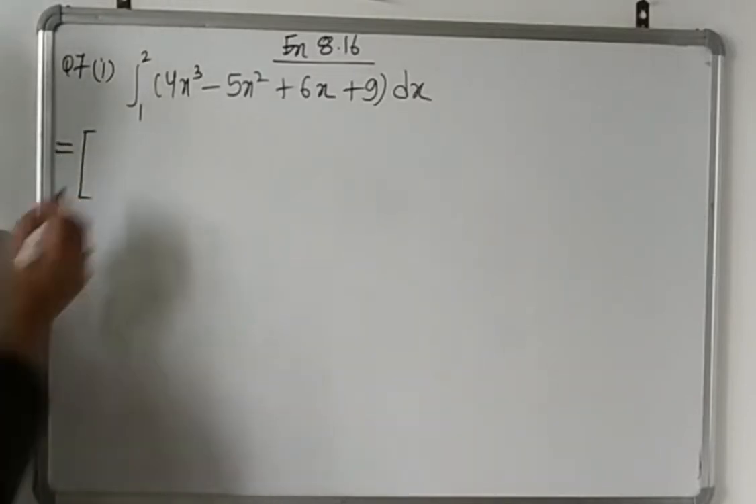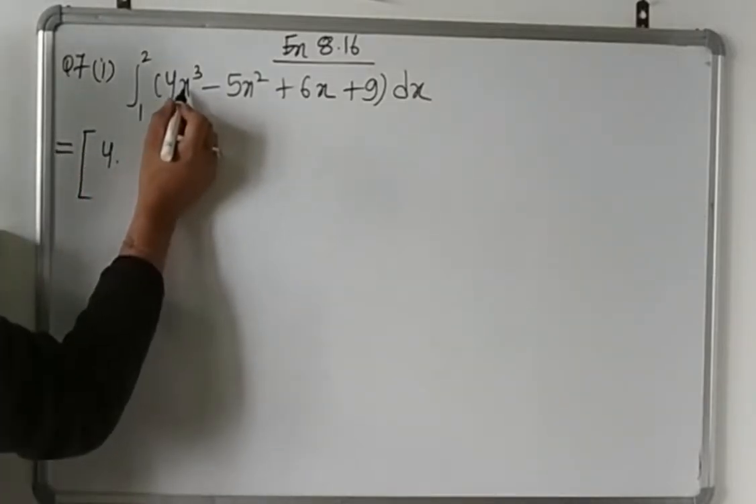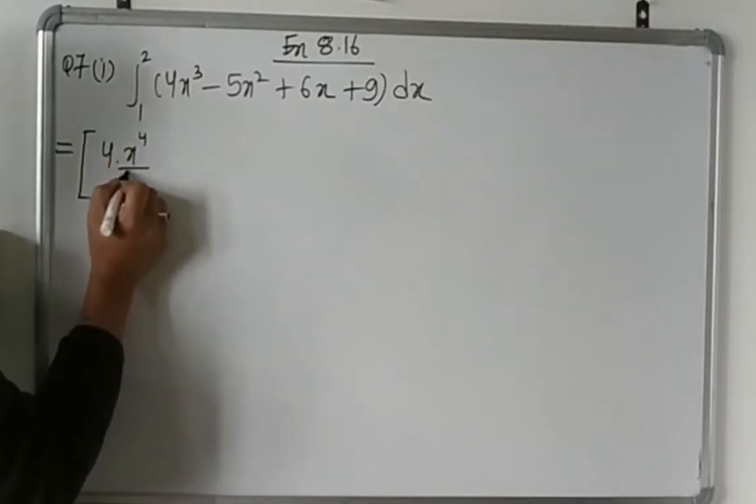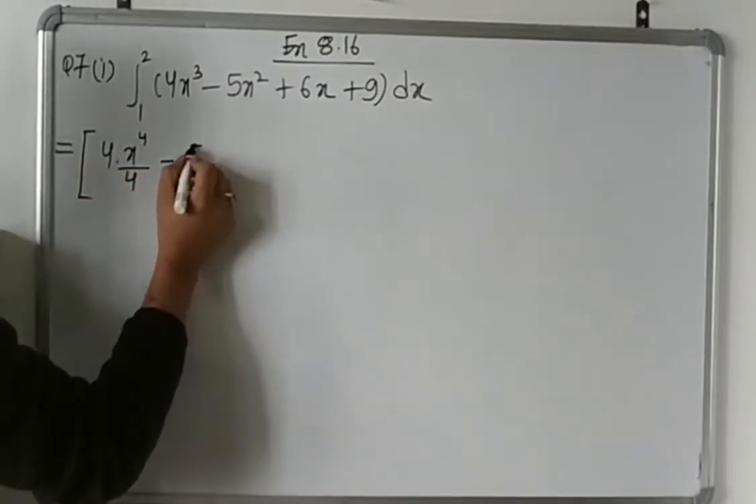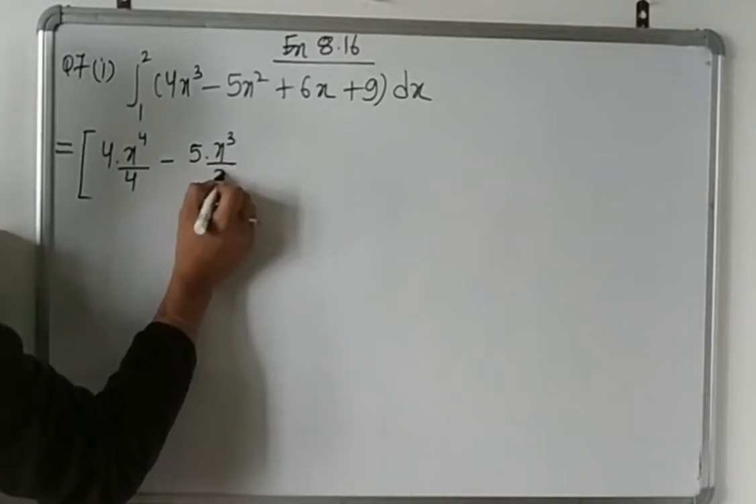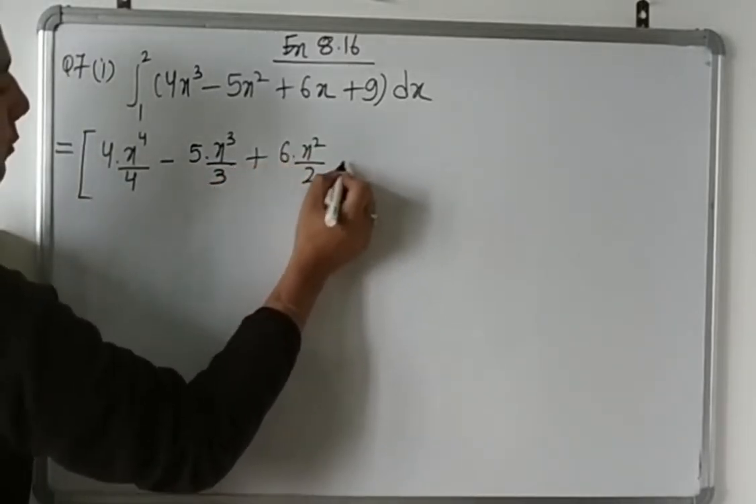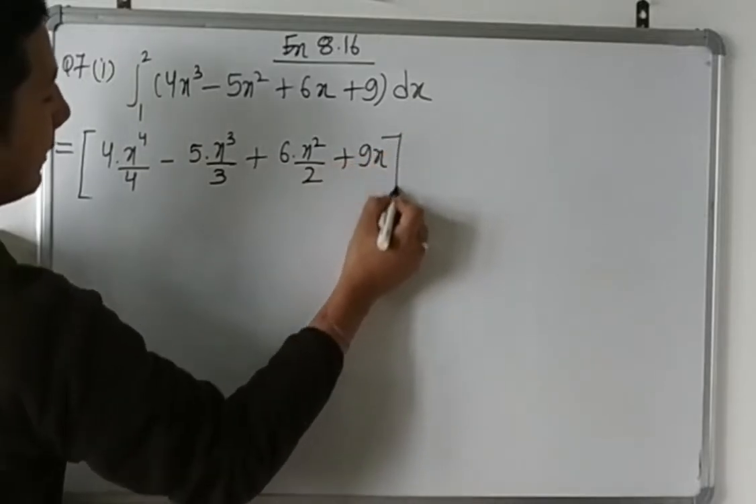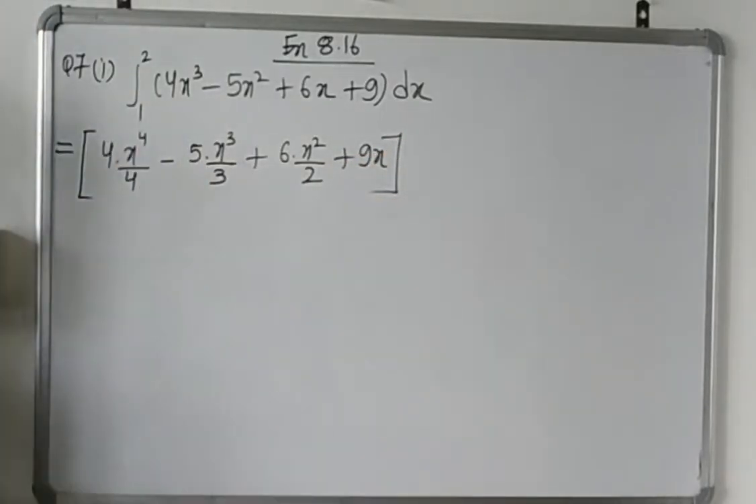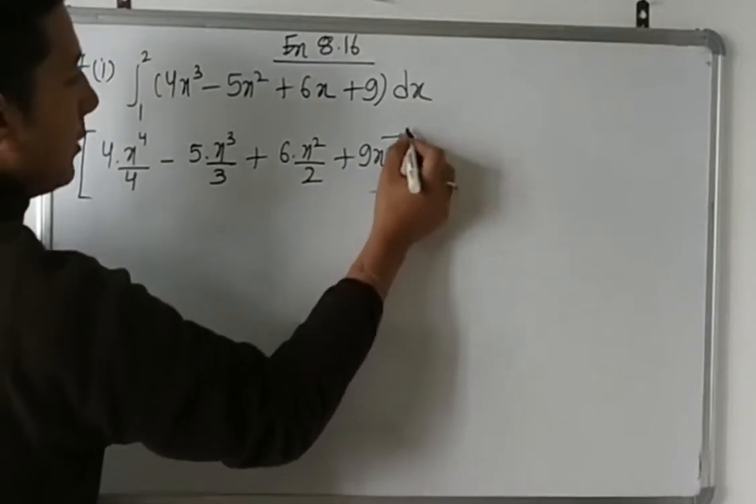So within the box bracket, what is the integration of x cube? x to the power 4 by 4 minus 5 into x cube by 3 plus 6 into x squared by 2 plus 9x. I don't have to tell you how this is coming, we know it. Put the limits 1 to 2.